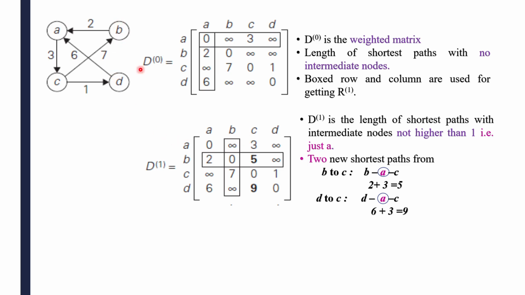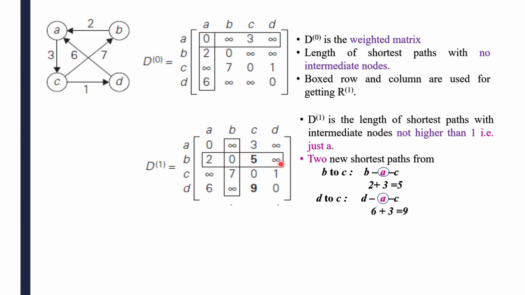Now using A as an intermediate node, I am not getting any path from A to B. That's why it is infinity. And A to D also, with the help of A as an intermediate node, I am not getting any path. But with the help of A as an intermediate node, I'll get only two new shortest paths. What are those? One is D to A and A to C here. Another one is B to A and A to C. Other than that, you won't get a path to other vertices. So the remaining entries remain as they are.